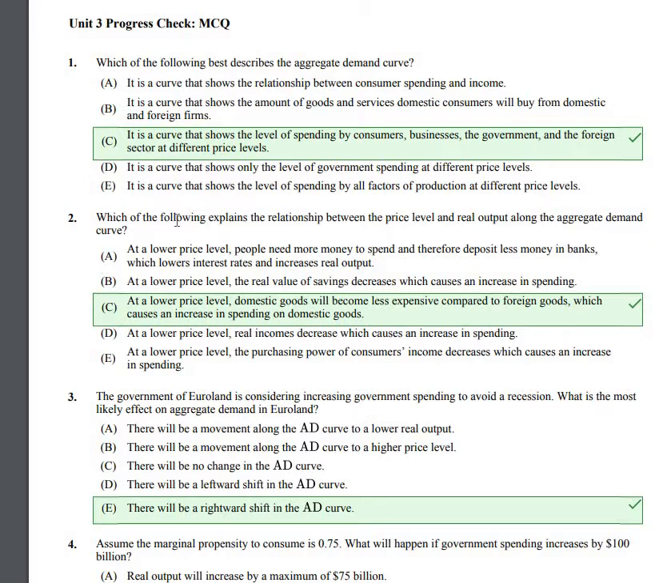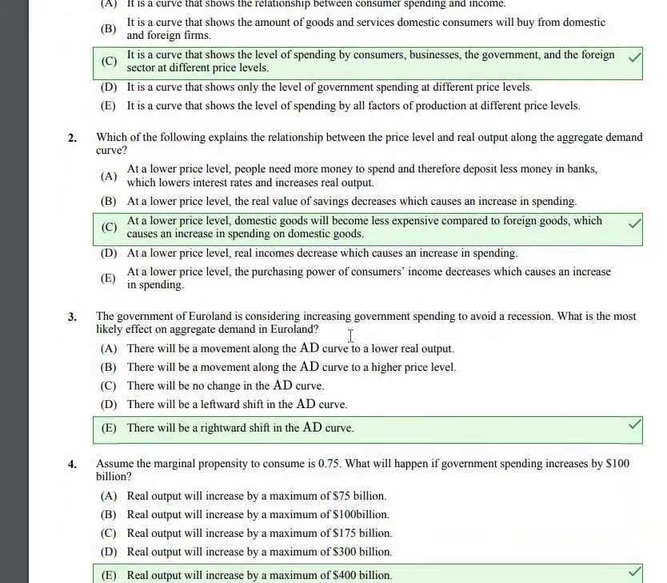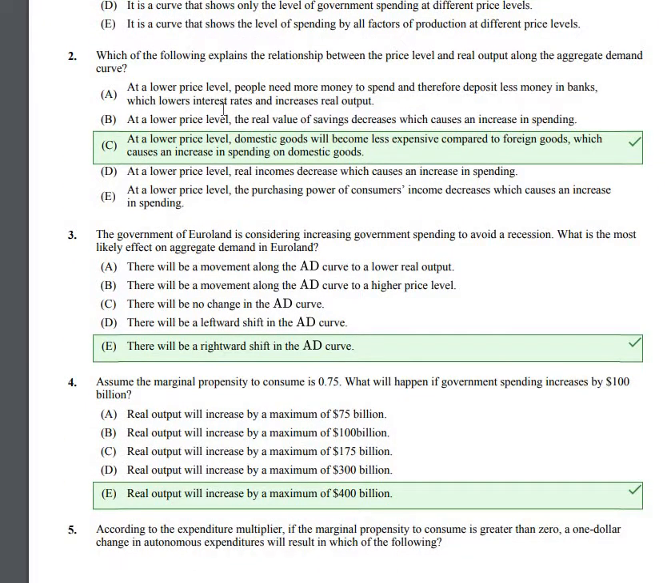Number 2, which of the following explains the relationship between the price level and real output along the aggregate demand curve? That is C. At a lower price level, domestic goods will become less expensive compared to foreign goods, which causes an increase in spending on domestic goods. Basically, it just means things get cheaper, so we buy more stuff. So don't let that get more complicated than it needs to be. Just like with the demand curve being downward sloping, with aggregate demand, if everything is cheaper, people are going to be able to buy more stuff that's produced domestically.